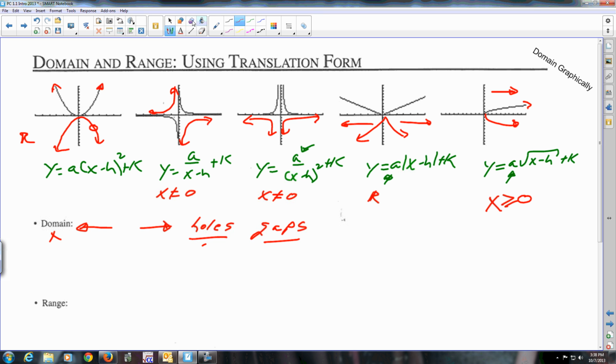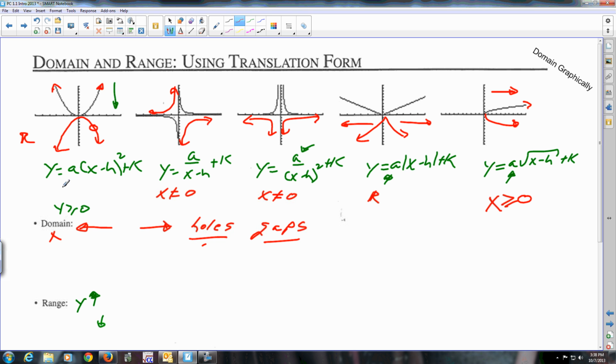Okay, range. Range is done really similar in that you're wanting to know what numbers are okay to use, and range is your output. It's your y values. So you're going to ask this time, can your graph go as high as it wants? Can it go as low as it wants? Are there any holes or gaps in the middle? So looking at this one, can we go as high as we want? Yeah, absolutely. Can we go as low as we want? Well, no, we can only go as far down as the x-axis for this one. So the range for this one would be y is greater than or equal to 0.